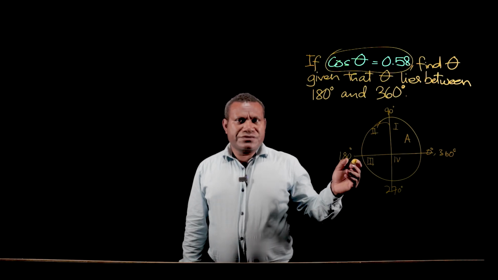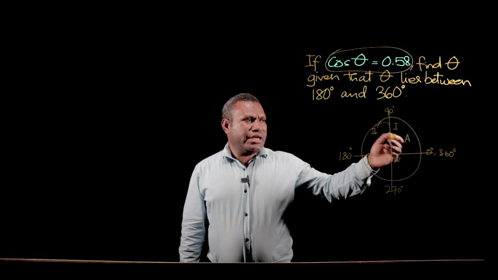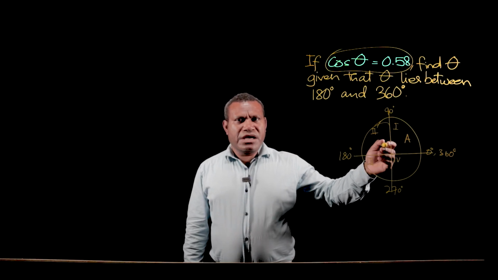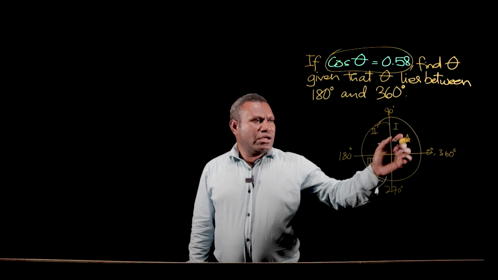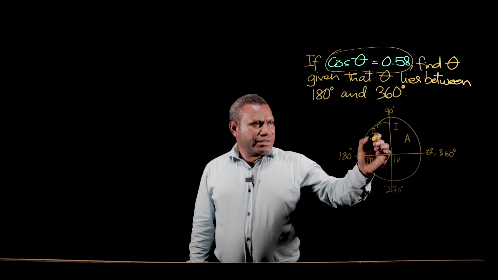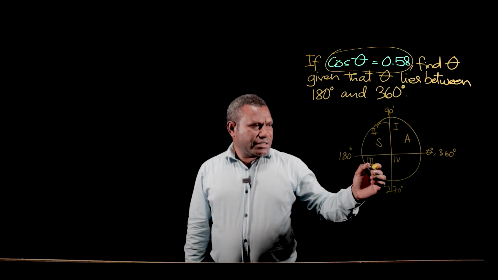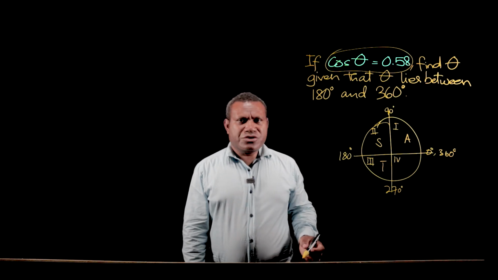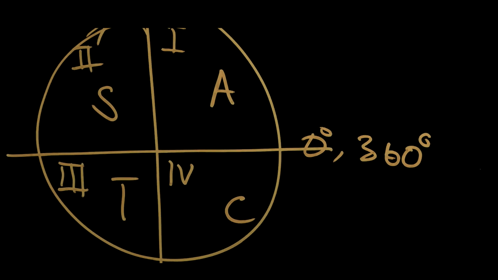If you work out the trig ratios for all the angles here, you will end up with positive. So sine, cosine, and tangent, they are all positive. That's why we say all. In the second quadrant, only sine is positive. In the third quadrant, only tangent is positive. In the last quadrant, cosine is positive.